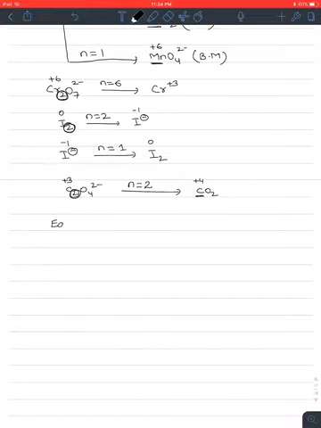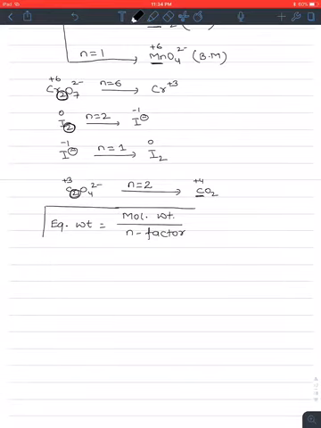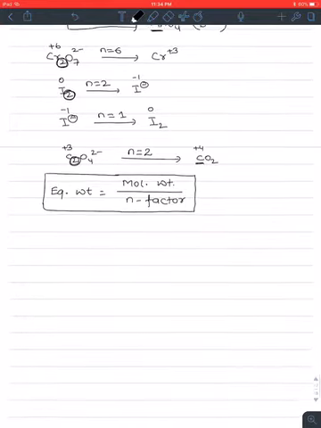Let's write finally what we have studied. We have studied that equivalent weight is equal to molecular weight divided by N factor. This formula is very important. This we have to remember, that equivalent weight is equal to molecular weight divided by N factor.